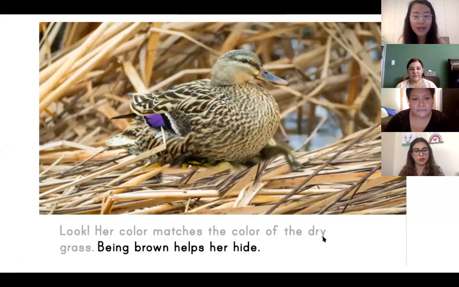Look, her color matches the color of the dry grass. Being brown helps her hide. And again, her means the mother duck, right? Because we're rereading this, and we already know a lot of the information that we talked about before.